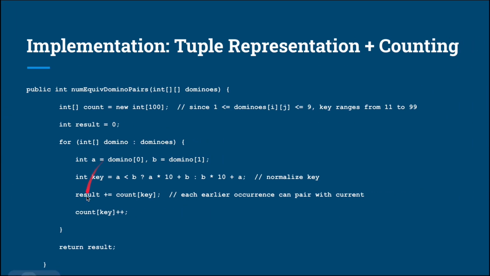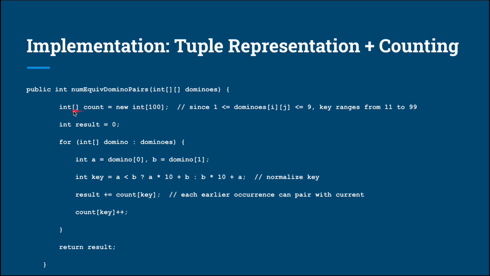Let's understand the coding part. Let's suppose we are given these inputs in the example. In this example, we have a 2D array. Dominoes is a 2D array because it contains pairs. Whenever a single element in an array is a pair, it means it is a 2D array.